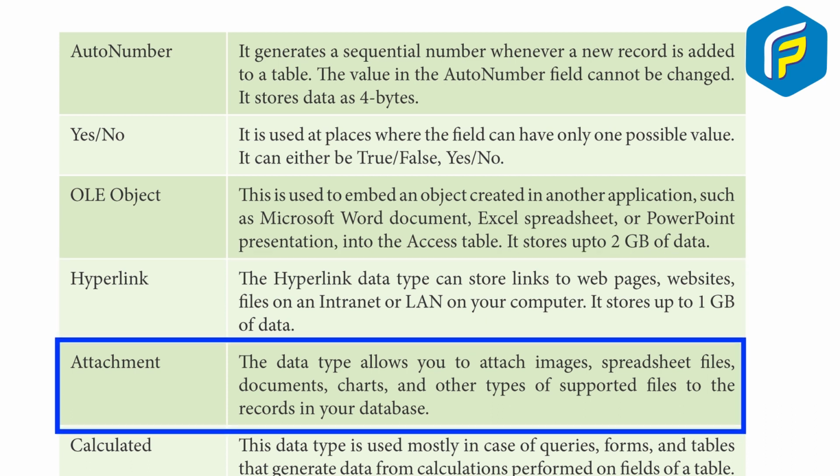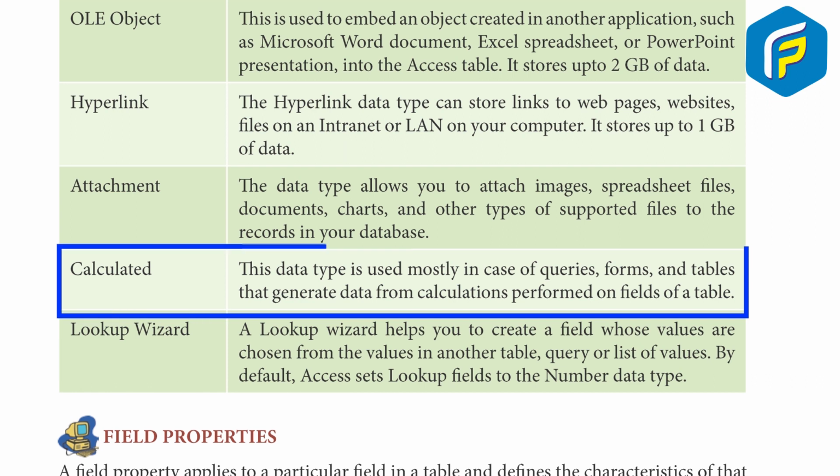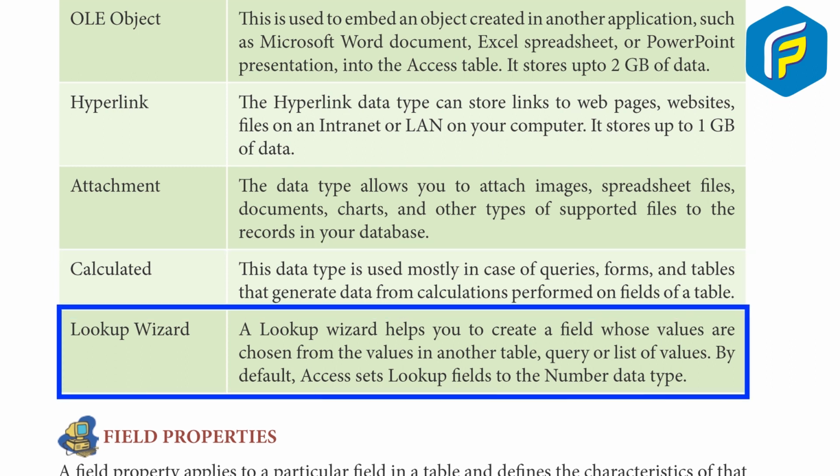Attachment. This data type allows you to attach images, spreadsheet files, documents, charts, and other types of supported files to the records in your database. Calculated. This data type is used mostly in queries, forms, and tables that generate data from calculations performed on fields of a table. Lookup wizard. A lookup wizard helps you to create a field whose values are chosen from the values in another table, query, or list of values. By default, Access sets a lookup field to the number data type.